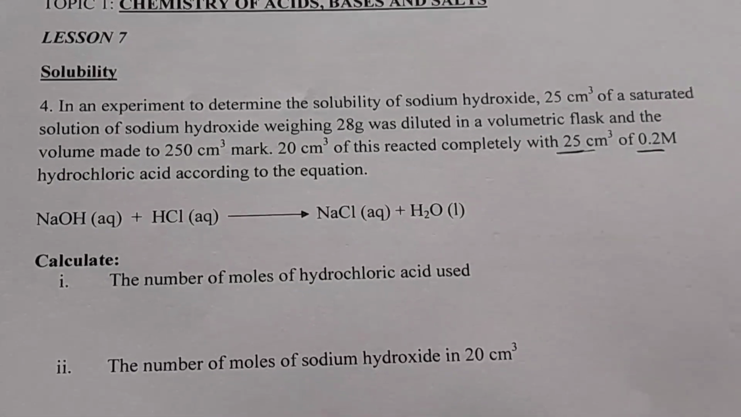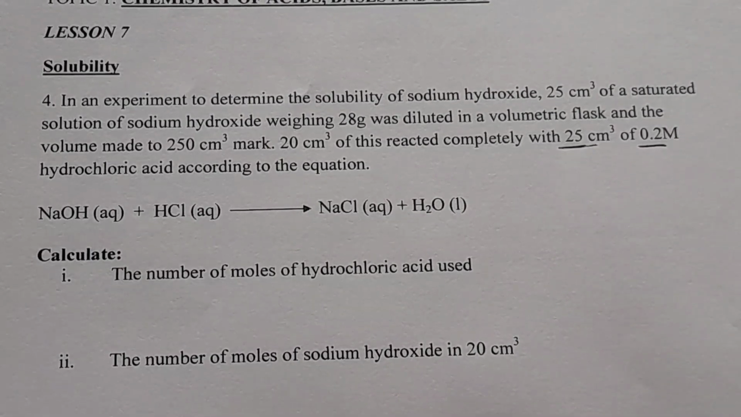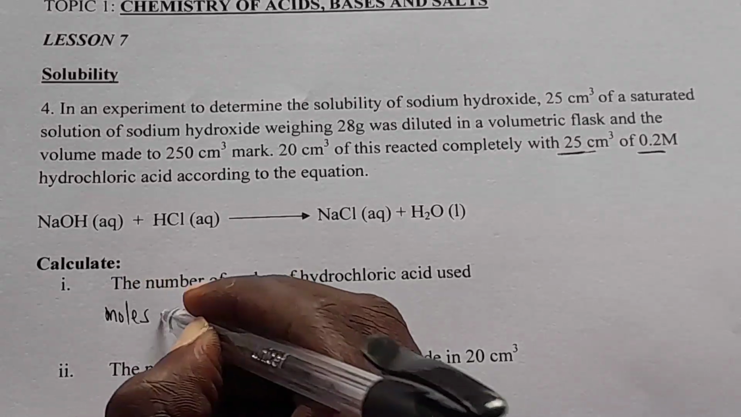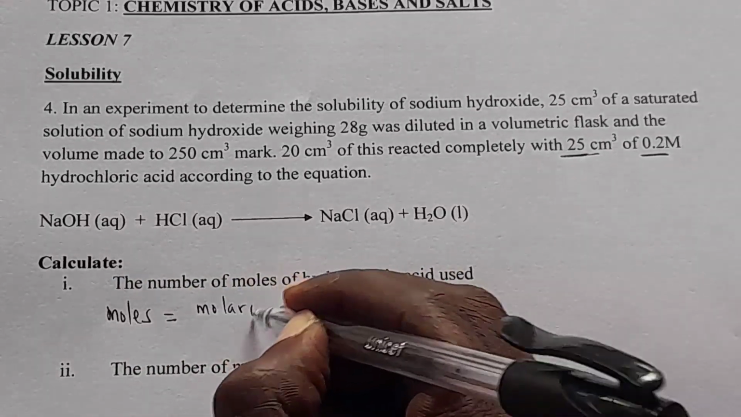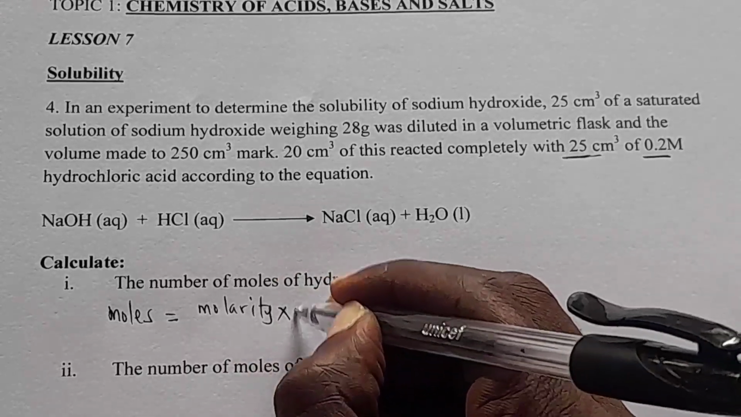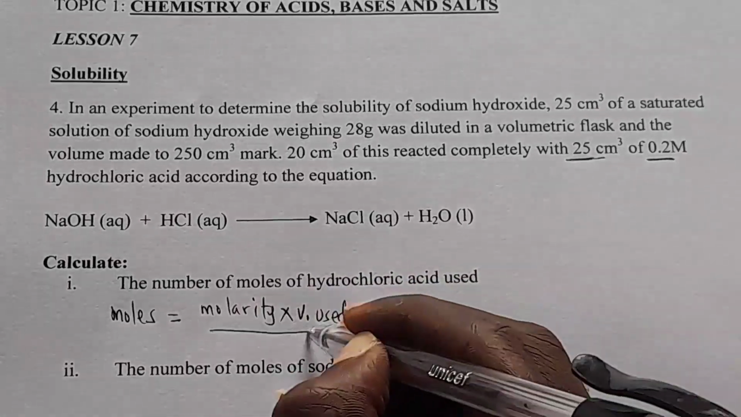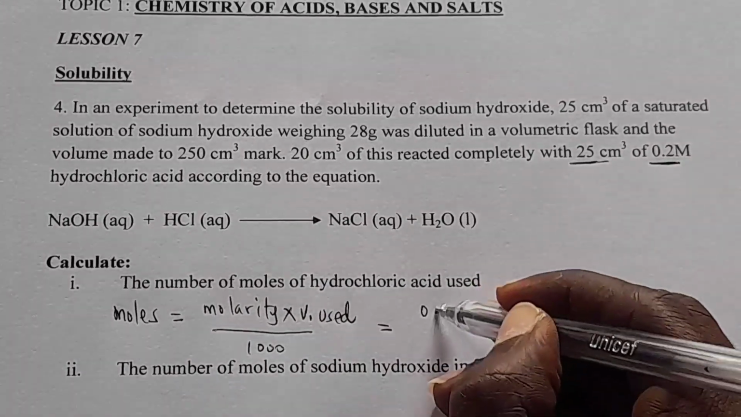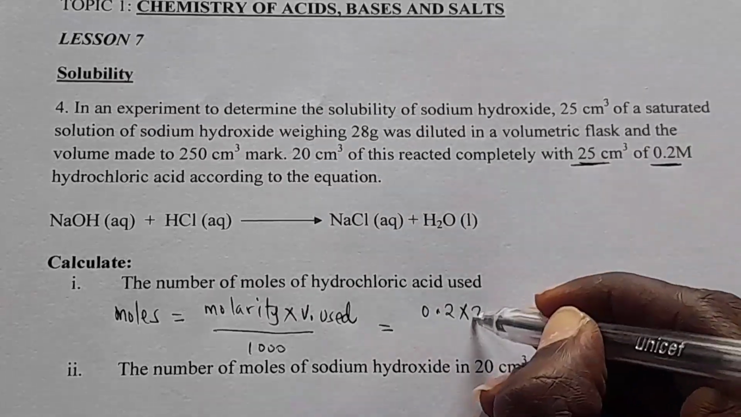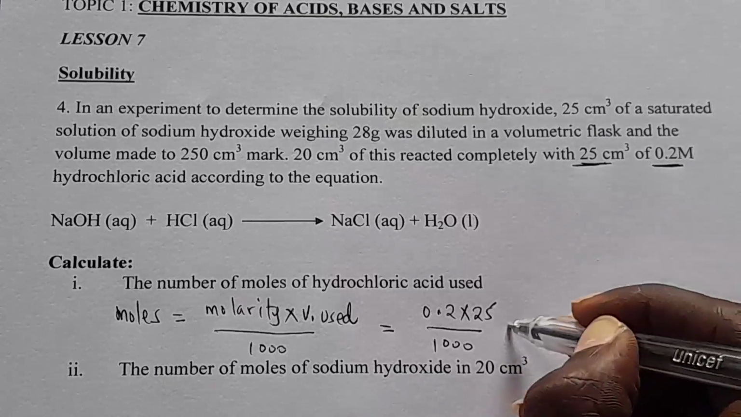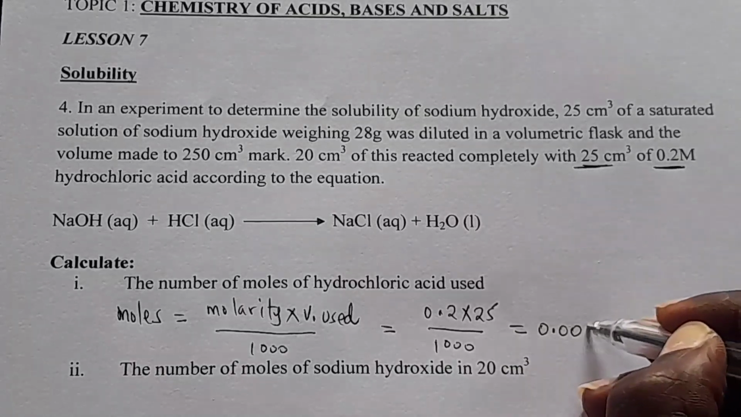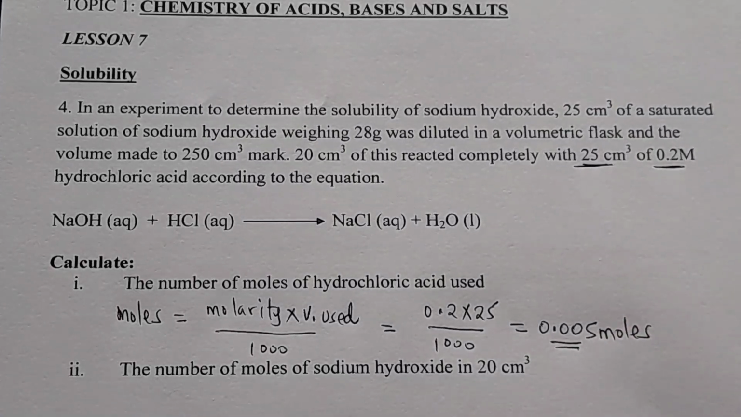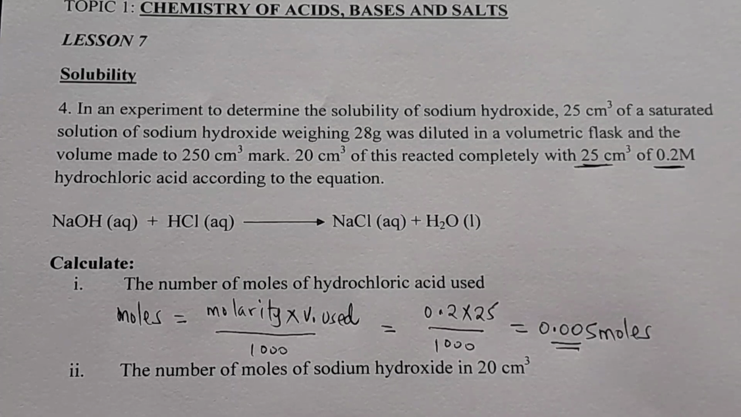We are told to calculate the number of moles of hydrochloric acid used. Learners, what was the formula for calculating number of moles? If you want to calculate moles, we use molarity multiplied by volume used and divided by 1000. In our example here, our molarity is 0.2 multiplied by 25 centimeter cube, which is our volume, then divided by 1000. Here we are going to get 0.005 moles. This is our number of moles.